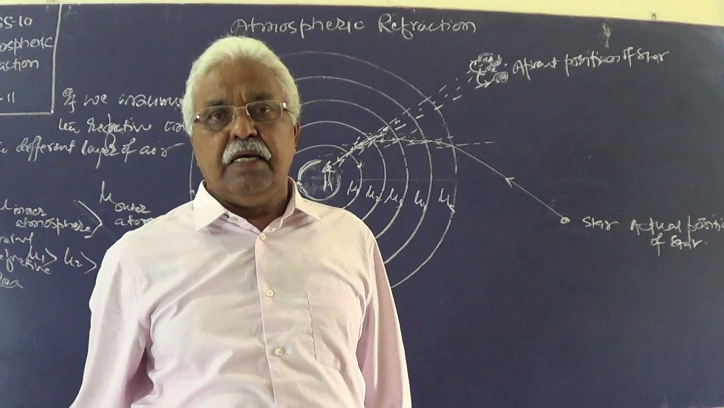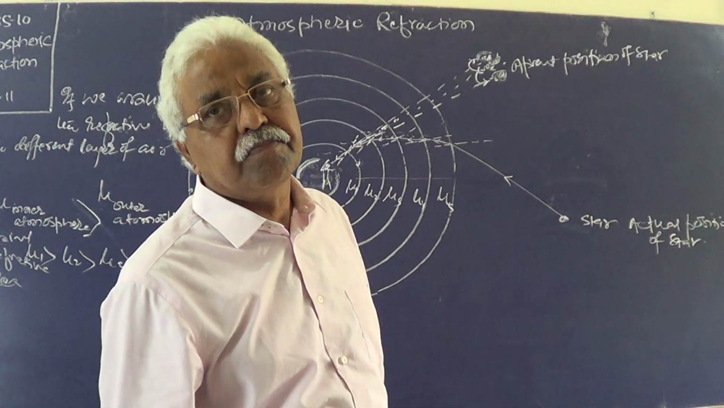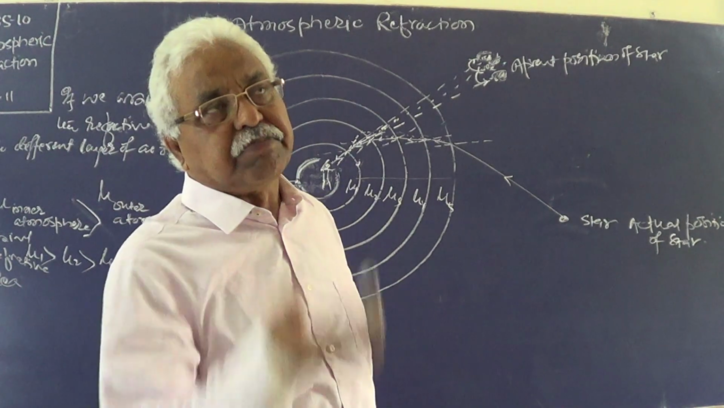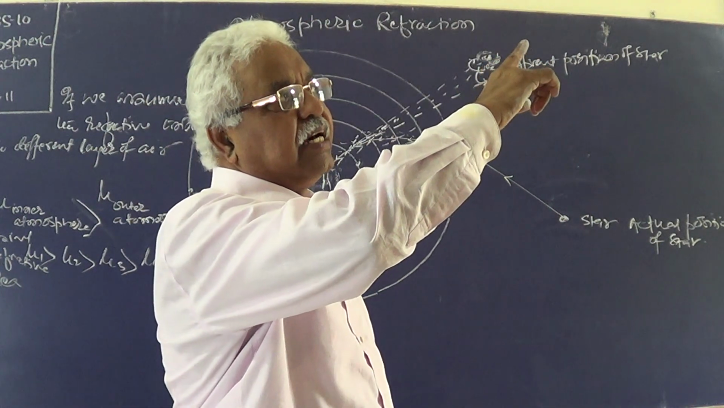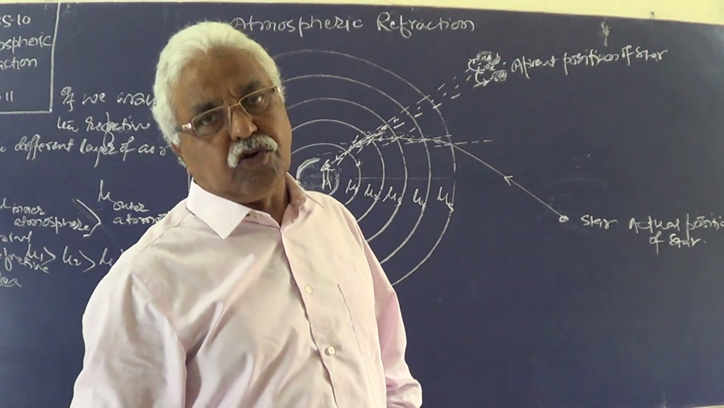It means that shifting results in the twinkling of a star. That is a fluctuation of light coming to your eye. Sometimes you are seeing the star is there, sometimes little above, little below, like this. So this is a twinkling.